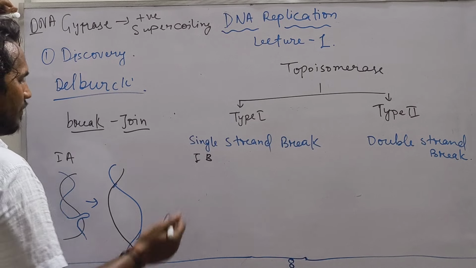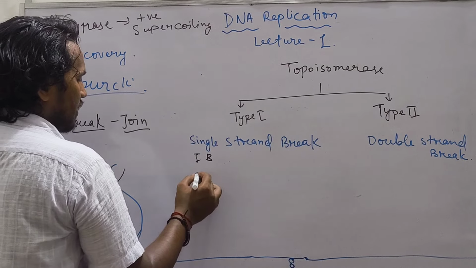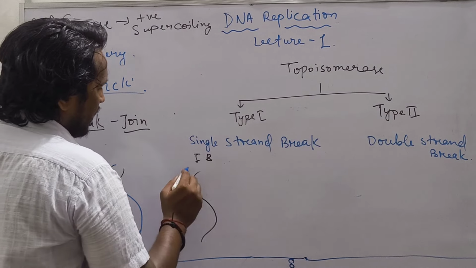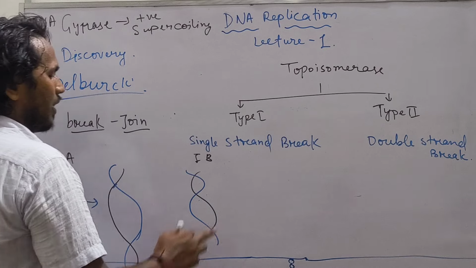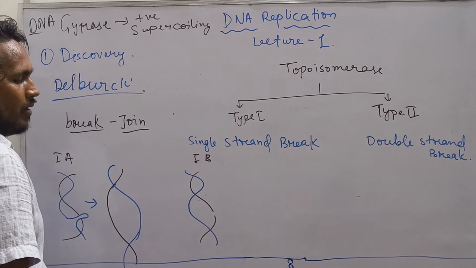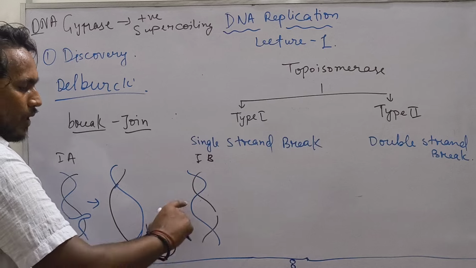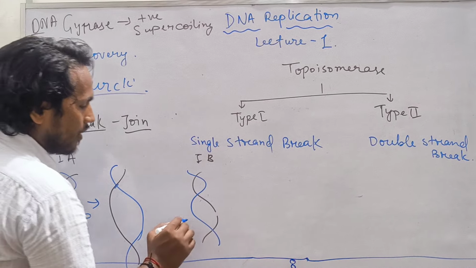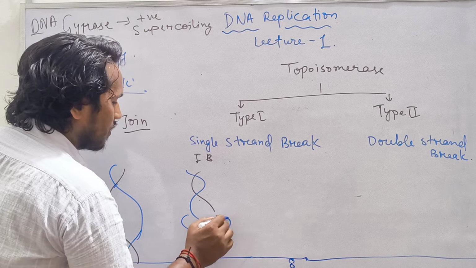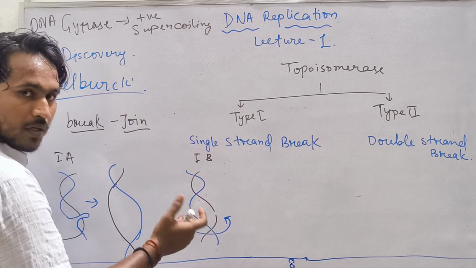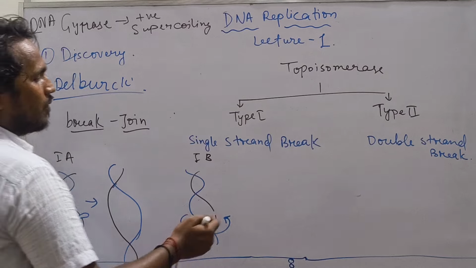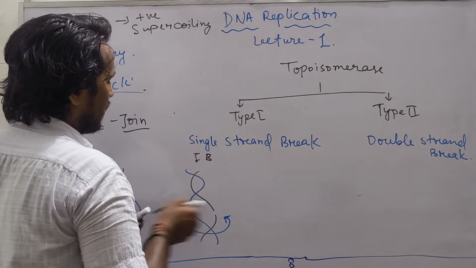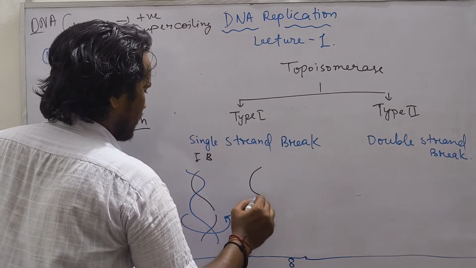In the case of 1B, what is happening? This is the DNA. Now again you make a break here. But instead of the passing of this blue strand, what will happen? This complete strand will turn around, a complete turn round, and it will form like this.